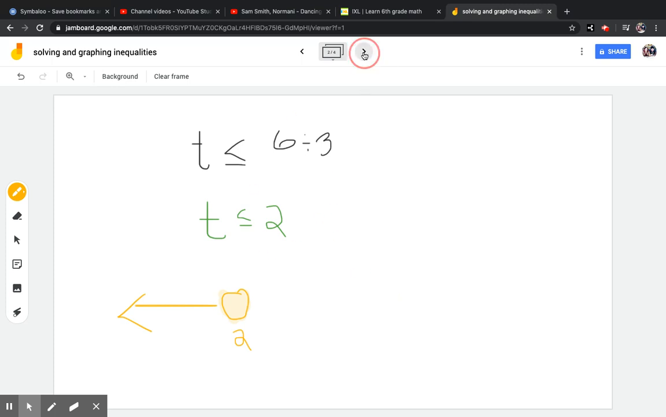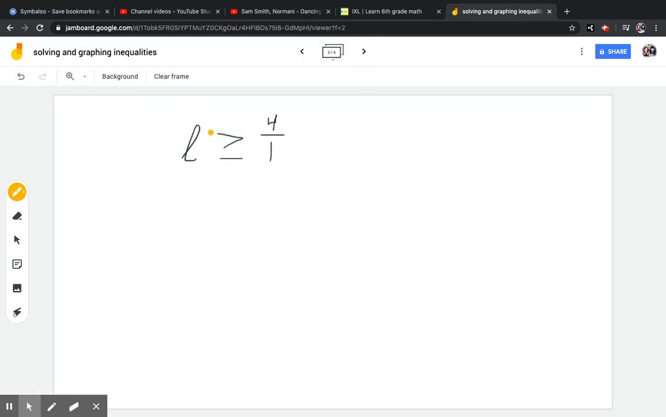Okay, next one. I have L is greater than or equal to 4 over 1, which would just be 4. So my answer would be L is greater than or equal to 4. Let's graph it. Label that as 4. I'm going to face the same way as my line is pointing. And then I'm going to fill it in. The paintbrush didn't fill it in very good, so we're going to use the highlighter.